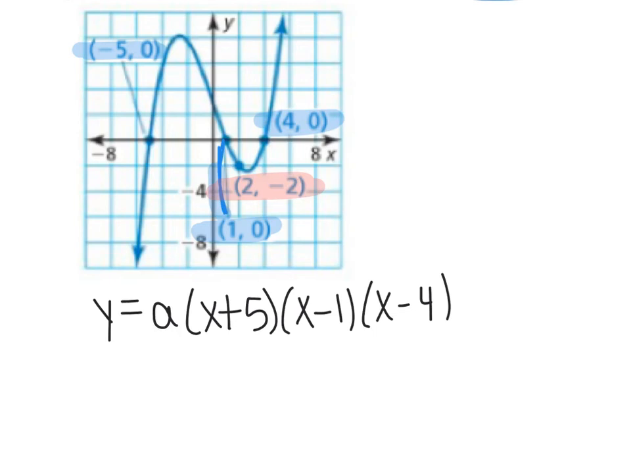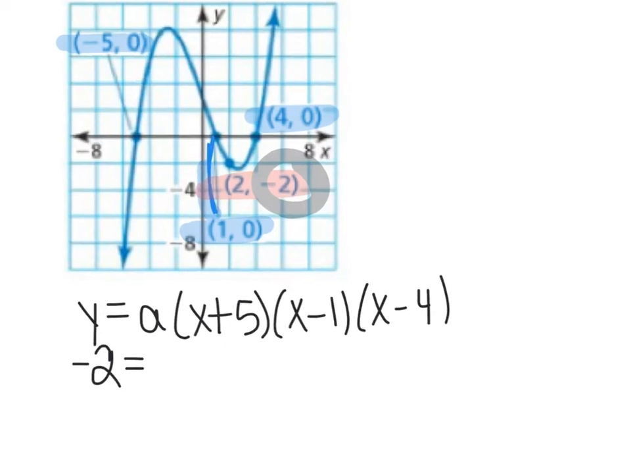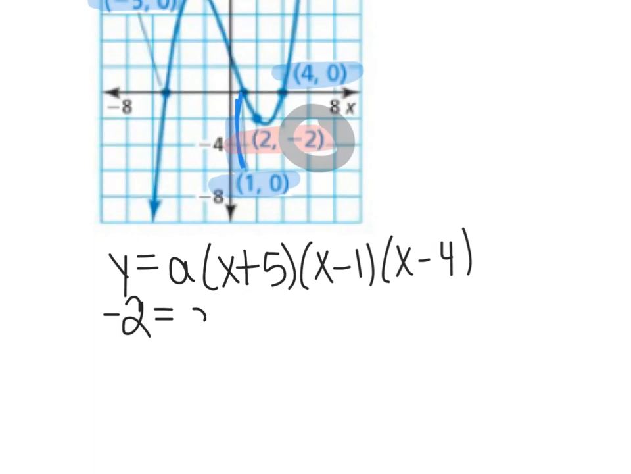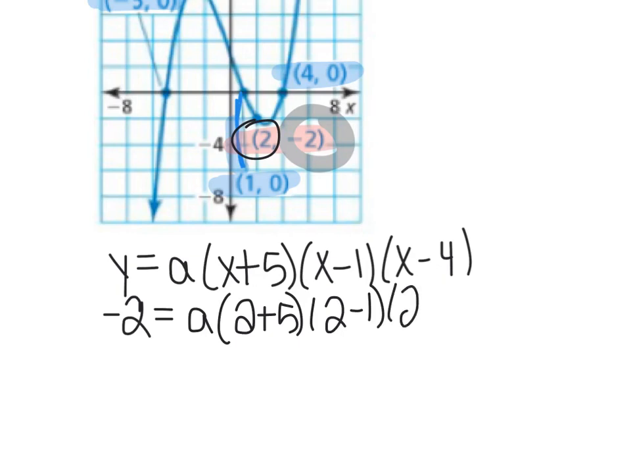So I'm going to go back in and substitute. Anywhere I see y, I'm going to put -2. That's this -2 right here. I'm going to put -2 equals a, because that's what I'm still trying to find. And anywhere there's an x, I'm going to put that positive 2. So I'm going to have 2 plus 5, 2 minus 1, 2 minus 4. And then if I go ahead and evaluate those, I have -2 equals a times 7 times 1 times -2.